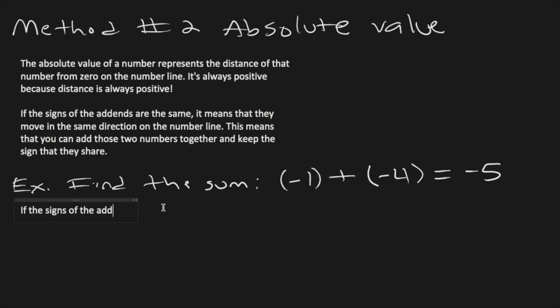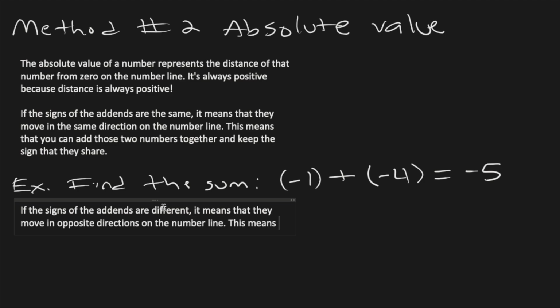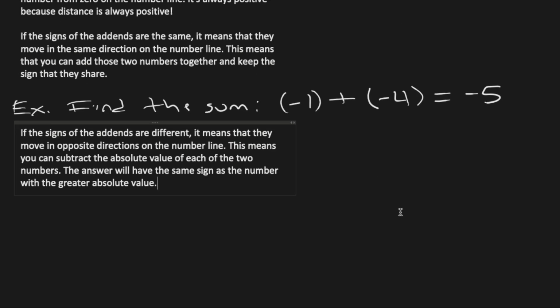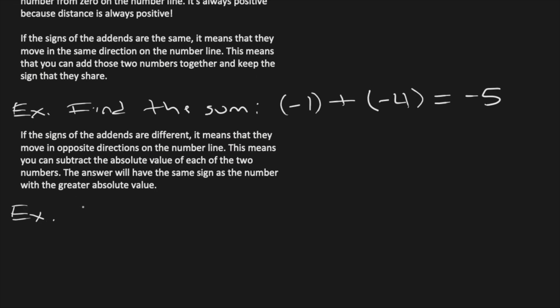So please remember, if the signs of the addends are different, it means that they move in opposite directions on the number line. This means you can subtract the absolute value of each of the two numbers. The answer will have the same sign as the number with the greater absolute value. For example, find the sum -11 plus 5. -11 and 5 have different signs. So subtract the absolute value of -11 and the absolute value of 5.